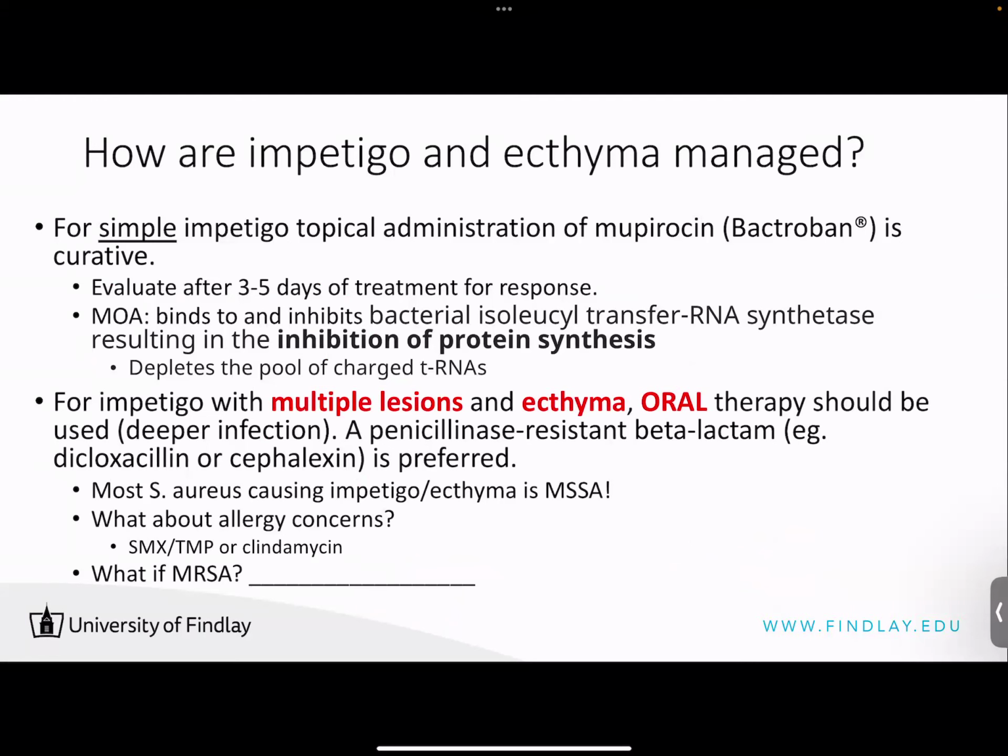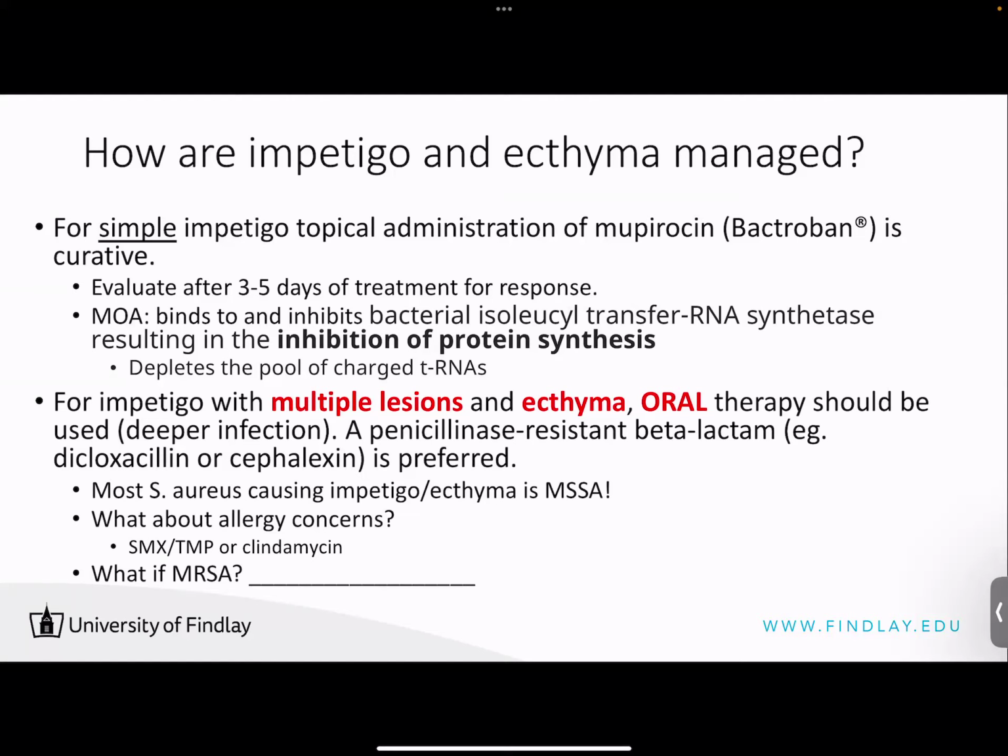So how do we treat impetigo, and how do we treat ecthyma? As I suggested early on, all you really need for a mild case of impetigo is a several-day course of Bactroban. How many times do you guys dispense mupirocin? Quite a bit. Okay, it's not uncommon. Right? So apply TID for 5 days, and that should be curative for most impetigo. Impetigo that's localized to one area of the face or the nose, fine. Topical administration is going to work well.